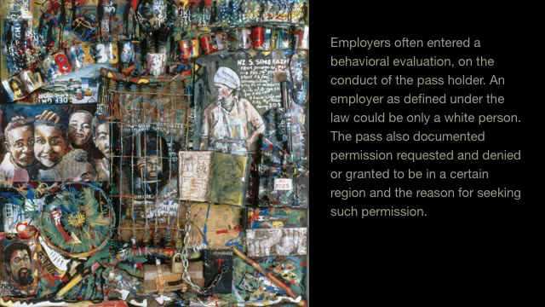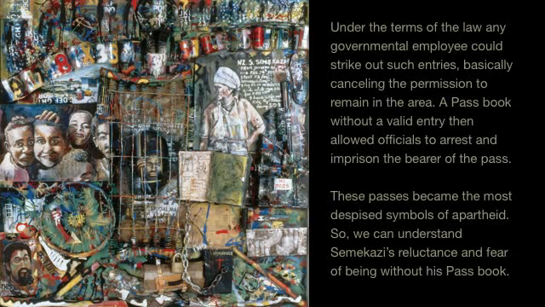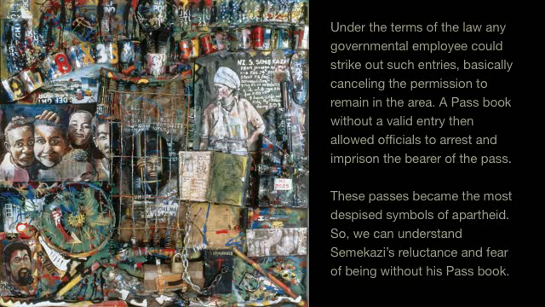The pass also documented permission requested and denied or granted to be in certain regions and the reason for seeking such permission. Under the terms of the law, any governmental employee could strike out such entries, basically cancelling the permission to remain in an area. A passbook without a valid entry then allowed officials to arrest and imprison the bearer of the pass. These passes became the most despised symbols of apartheid, so we can understand Samokazi's reluctance and fear of being without his passbook.